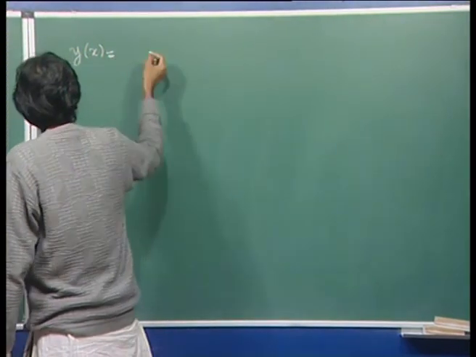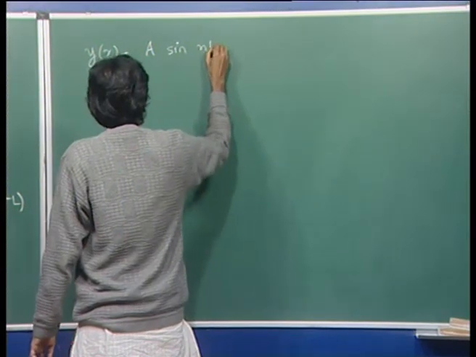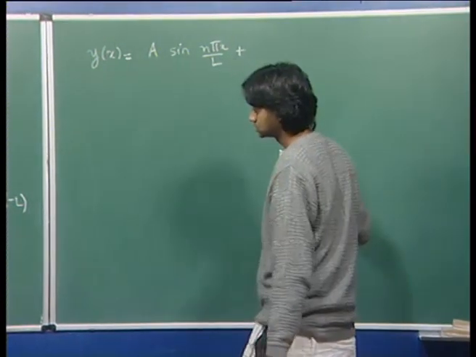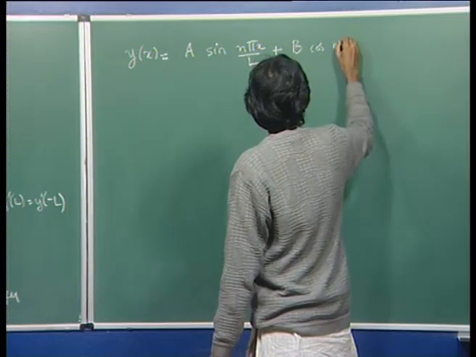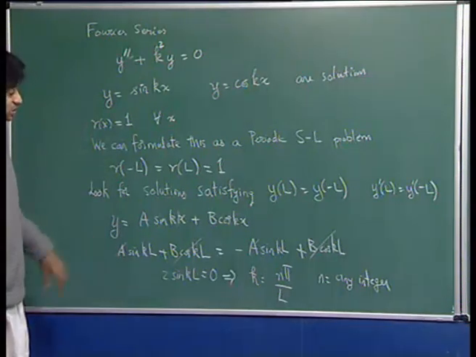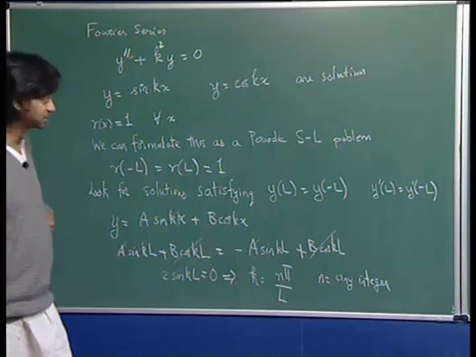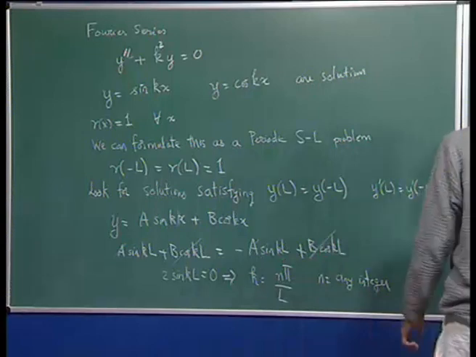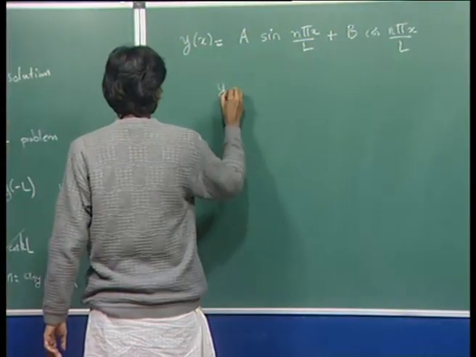is equal to some constant plus another constant times cos. Okay. So what we did was we wrote it in this way, so that it becomes very clear what the conditions are. Okay. Now, k equal to n pi by L. So if k is n pi by L, we can think of this as y of n.